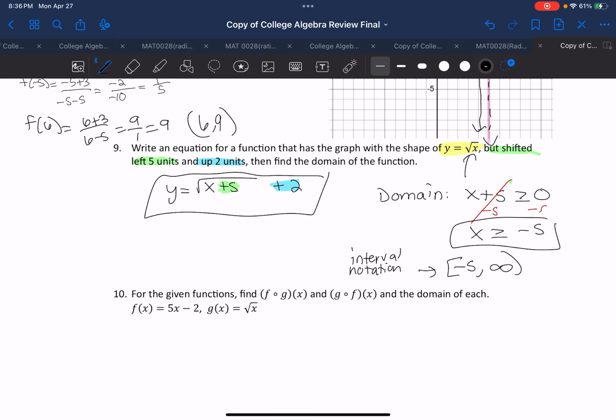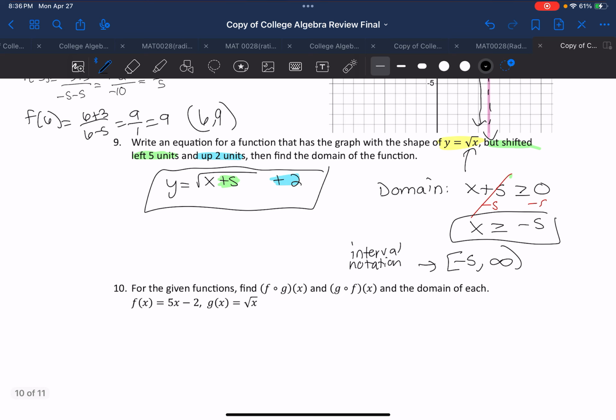Number 10. So number 10 says, for the given function, find f of g of x. This is not f times g. It's an open little circle. So this is composition functions. And find g of f of x and the domain of each.